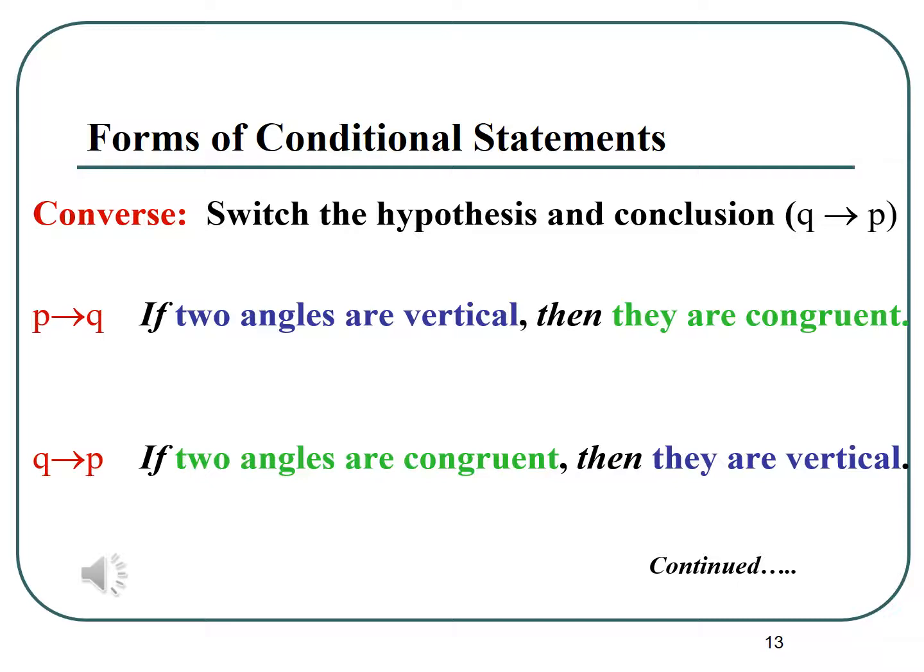That converse is not true because you can have two congruent angles in some type of quadrilateral and they may be adjacent to one another instead of being vertical angles. So that would be a counterexample showing that the converse would be false.